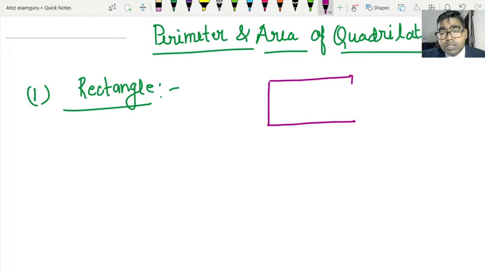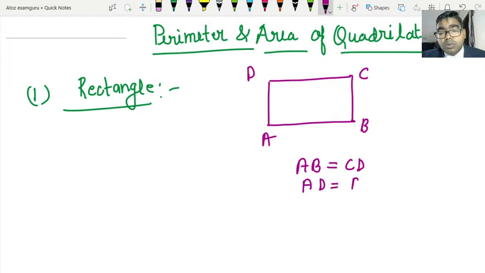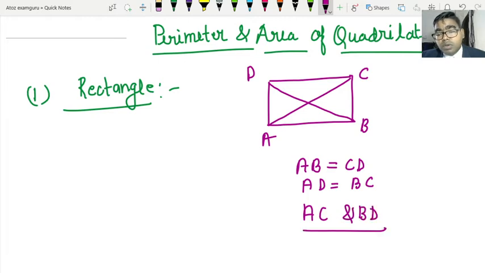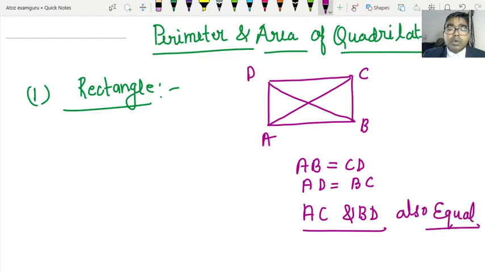Opposite sides are equal, right friends? Opposite sides are equal in length. It means AB equals CD and AD equals BC. Similarly, the lengths of the diagonals are also equal. That means there are two diagonals, AC and BD, and they are also equal in length.